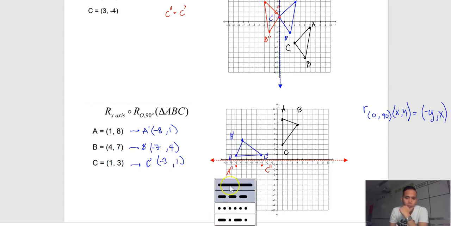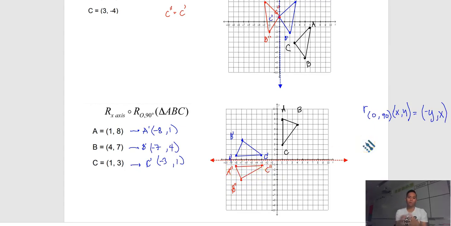Alright, so I'll just use this solid here, and once you connect them, you're done with the composition. Okay, so that is the composition and classification of rigid motion, right? So again, a composition is composed of two or more transformations. It can be reflection, translation, and rotation. Thank you guys, and we'll see you next time. Bye bye.